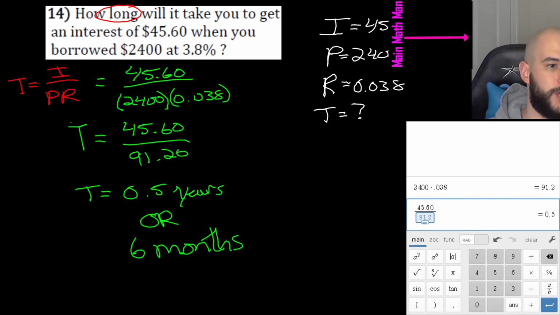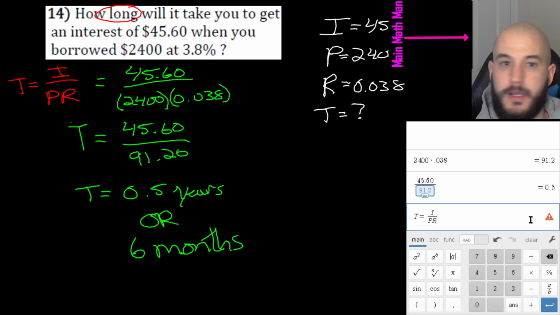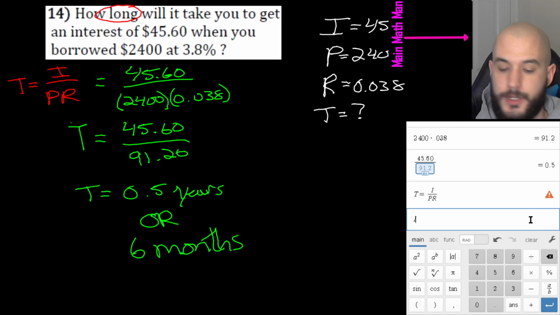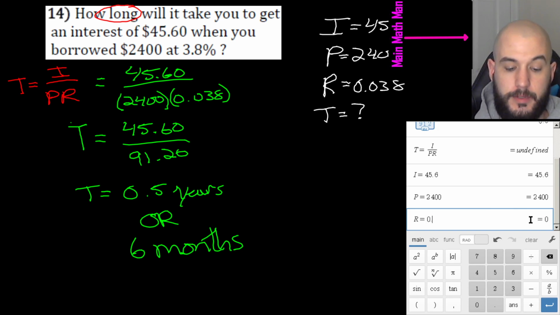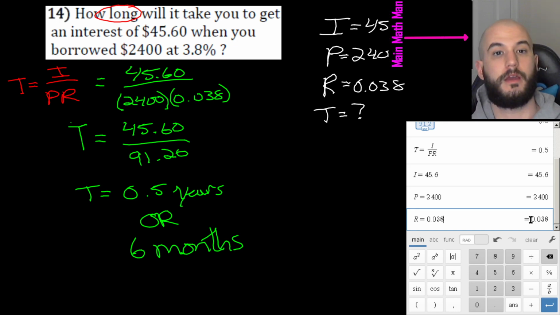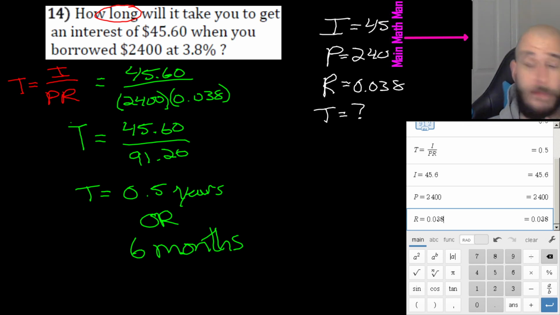Again, you can always double check your work like this. You could say your values are like this. You say t is equal to, and let's say we have interest divided by principal times rate. We have our interest, our principal, and our rate. Again, just using the values that you're given and making sure that you can plug them in carefully. It calculates it for you, and you're good. Again, always being sure you can double, triple, and maybe even quadruple check your answers so you know you're good.